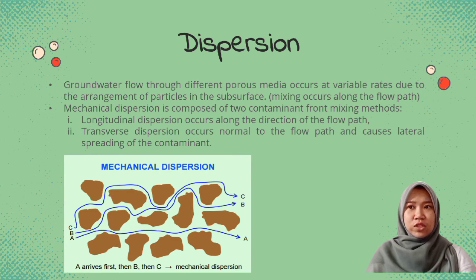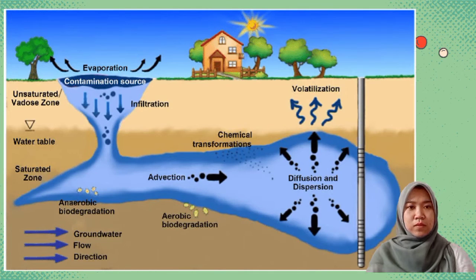And next is dispersion. Groundwater flow through the porous media occurs at variable rates due to the arrangement of particles in the subsurface. This is where the mixing occurs along the flow path, and there are two methods of mixing. There is longitudinal dispersion, which occurs along the direction of the flow path, and transverse dispersion, which occurs normal to the flow path and causes lateral spreading of the contaminants.